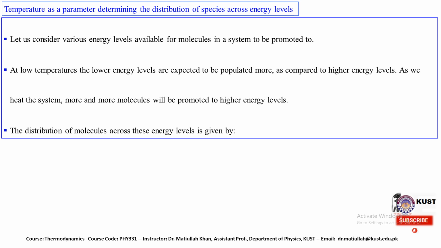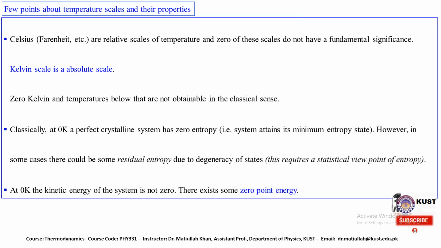There are several parameters that determine the temperature distribution of species across the energy levels. If we consider the various energy levels available for molecules in a system to be populated, then in the case of low temperature, the lower energy levels are expected to be populated more as compared to the higher energy levels. When we heat up the system, more and more molecules will move, or transitions will occur, toward the higher energy levels. The distribution of molecules across these energy levels is given by some equations.